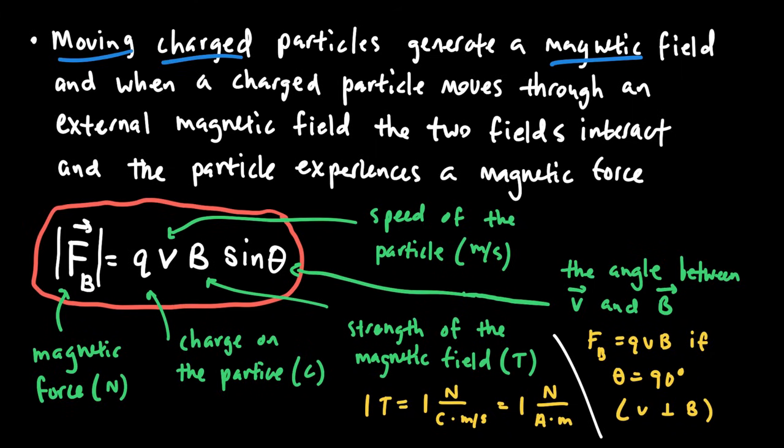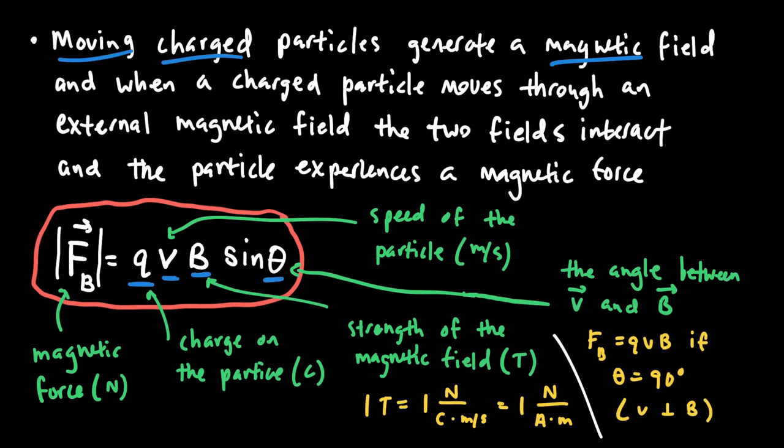And sensibly, that magnetic force depends on the charge. So that is just the magnitude of the charge. V, which is the speed of the particle measured in meters per second. B is the strength of the magnetic field that the charged particle is in. So not the strength of its own magnetic field, the strength of the magnetic field that the charged particle is in. And lastly, theta represents an angle between two vectors.